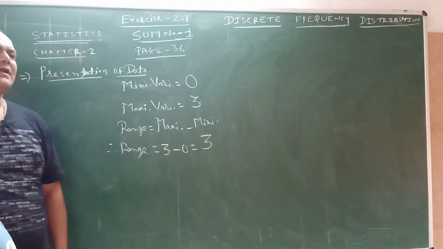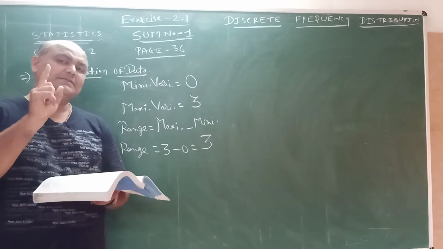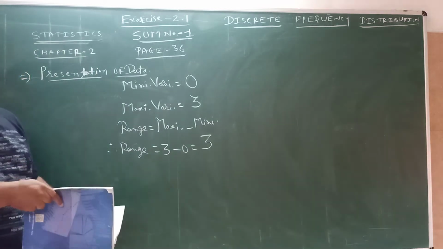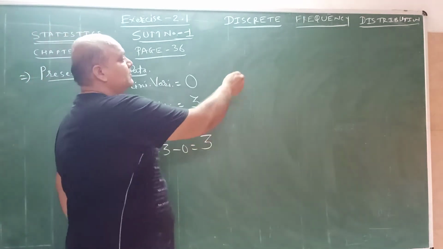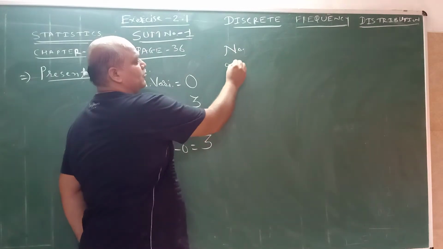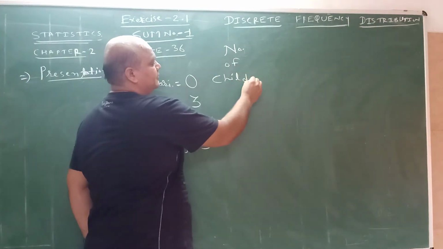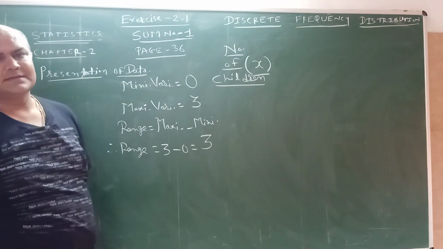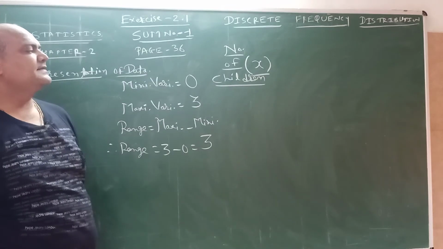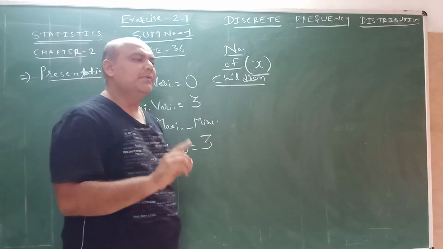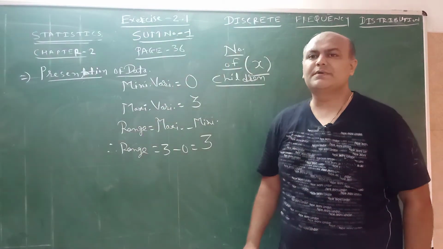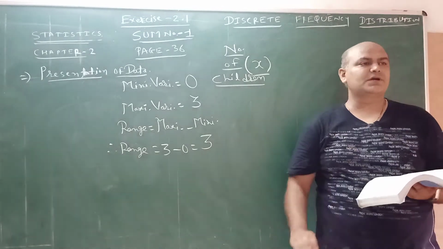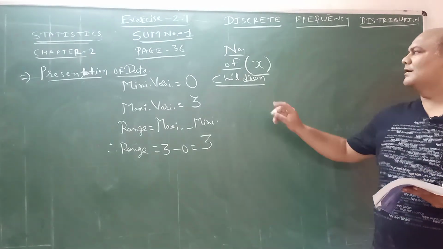Now the next point is, what is our variable, sir? Variable is decided from the question, my dear students. The data regarding number of children. The data is provided for number of children, so our variable is also number of children, which is denoted by x. Number of children is our variable. Why is number of children the variable, sir? Whatever data is provided is for number of children, that's why our variable is also number of children.